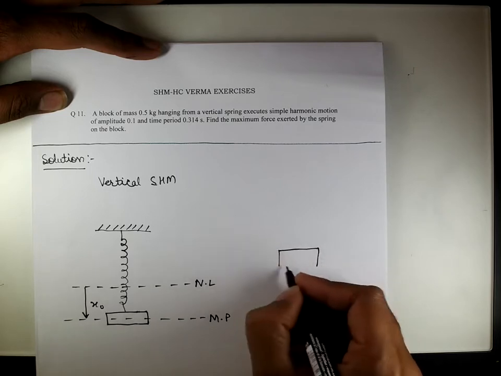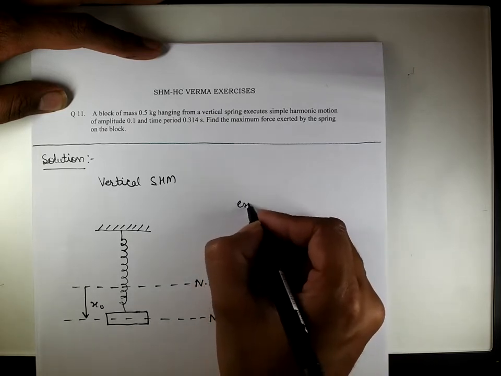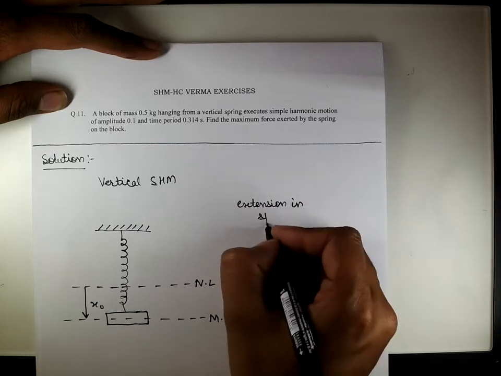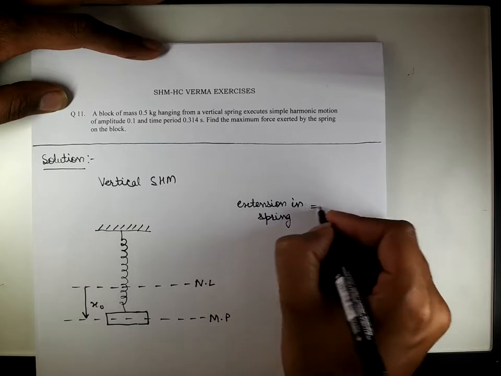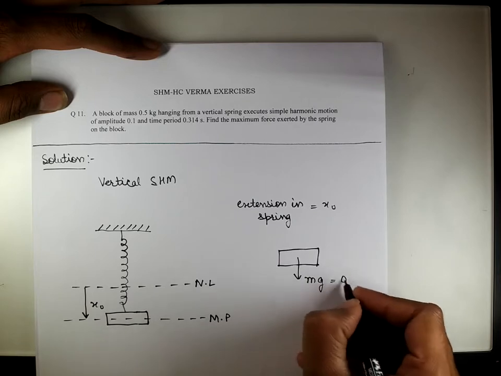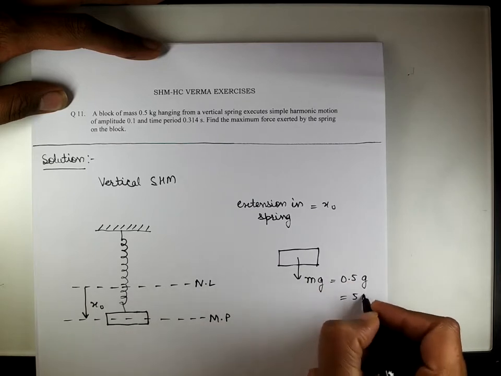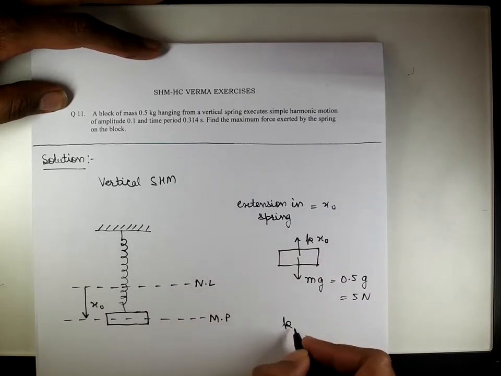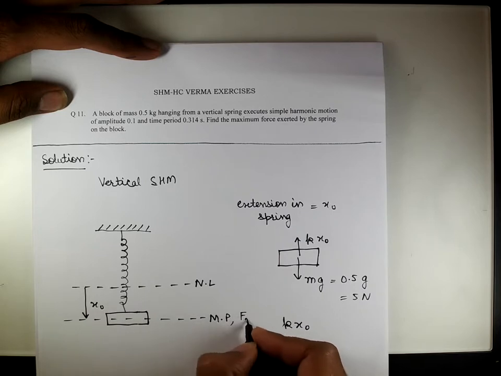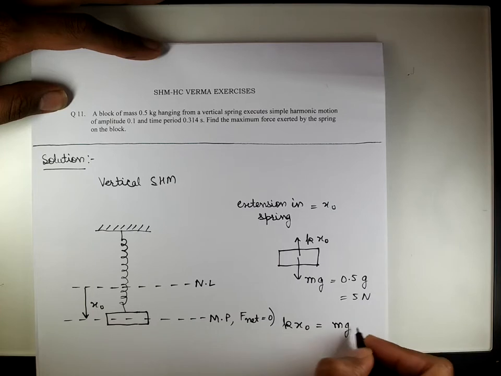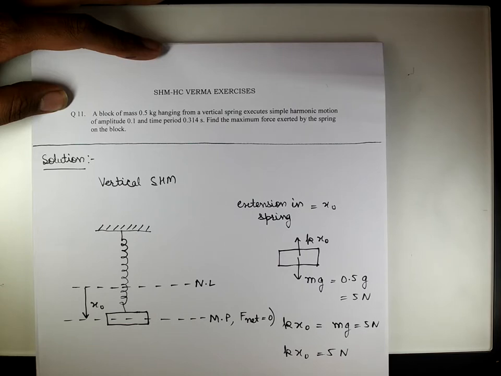So the extension in the spring would simply be equal to x0. And if we see over here, there is a downward force of mg which is equal to 0.5 into g, or 5 newtons, that is balanced by a force of k into x0. So if this state is the mean position, Fnet has to be equal to 0, or kx0 has to be equal to mg, or 5 newtons. So from there we come to know that kx0 is equal to 5 newtons.